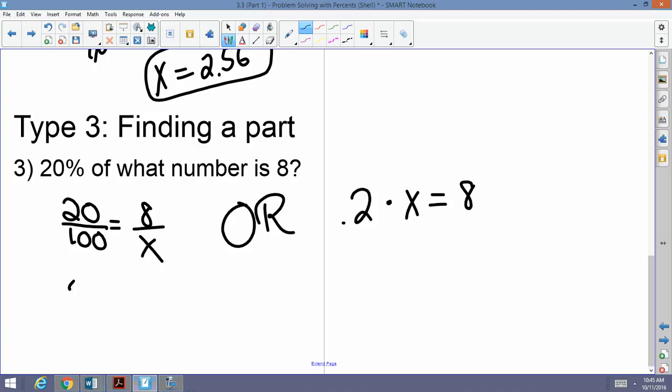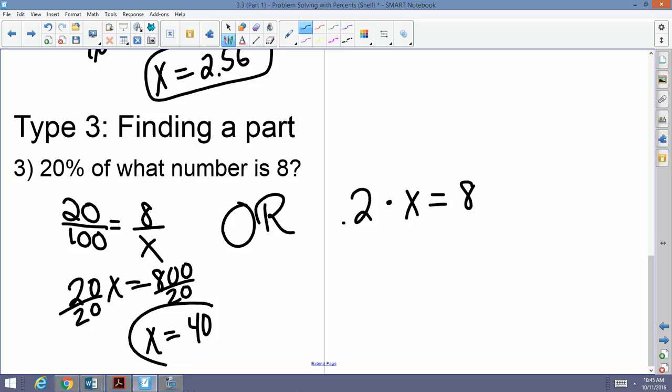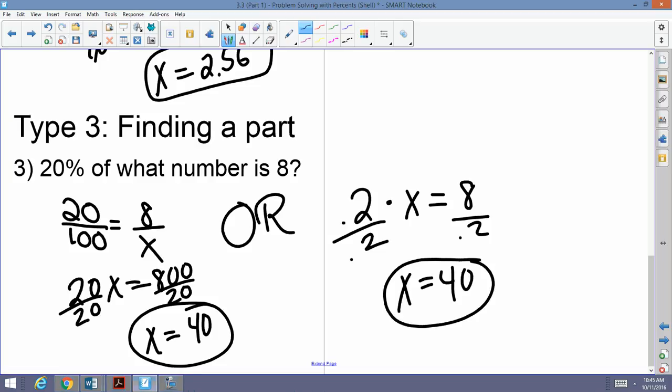Here I'd cross multiply. 20x equals 800 divided by 20. X equals 40. Or I can divide by 0.2 and x will still equal 40. So that's how you find the part, the whole, or the percent.